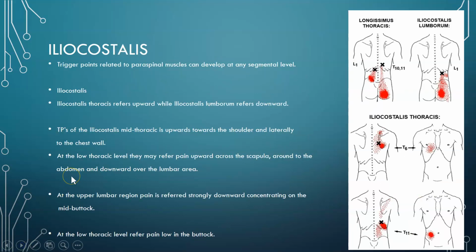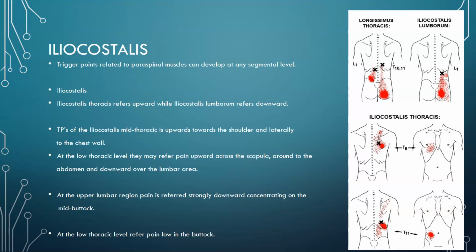Our next muscle is iliocostalis. So we have iliocostalis trigger points are related to the parasternal muscles and can happen at any segmental level. So iliocostalis thoracis refers upward, while iliocostalis lumborum goes down. So thoracis is up, lumborum is down. At the low thoracic level, they can refer pain across the scapula, around the abdomen, and downward over the lumbosacral region. This is a fairly common trigger point I find when I'm working with patients.